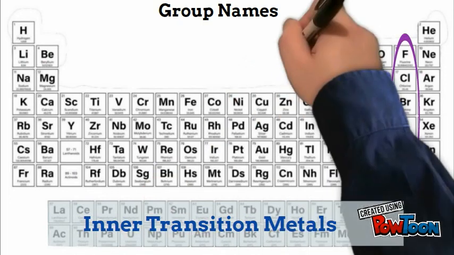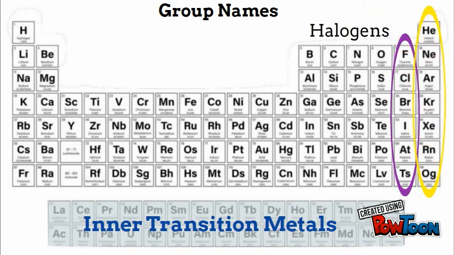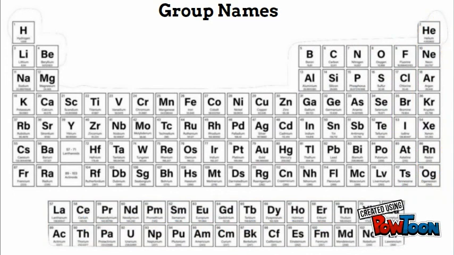This group on the right is called the halogens. They are very reactive. And the group on the far right are called the noble gases or inert gases because they are not reactive at all.